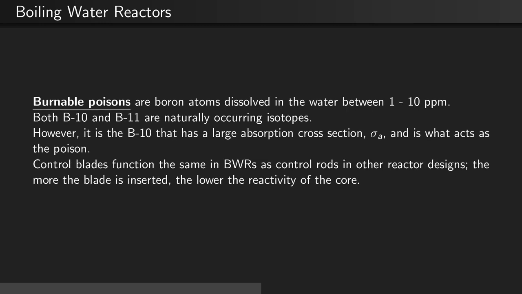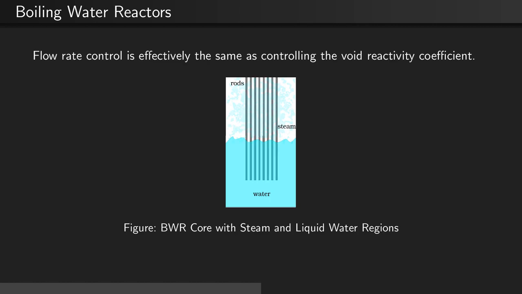Control blades function the same in BWRs as control rods in other reactor designs. The more the blade is inserted, the lower the reactivity of the core. Flow rate control is effectively the same as controlling the void reactivity coefficient. As seen here, the water in liquid form rises to a certain level, and the rest of the core above that is steam, which is effectively a void.